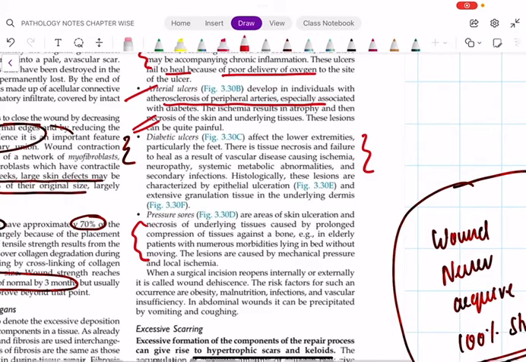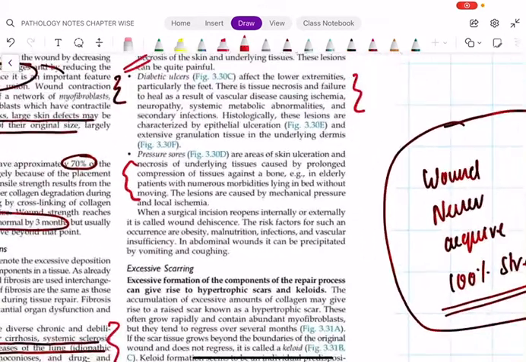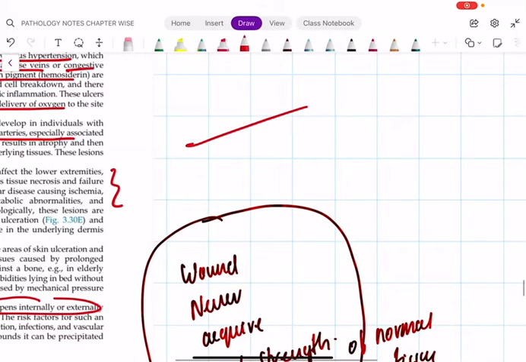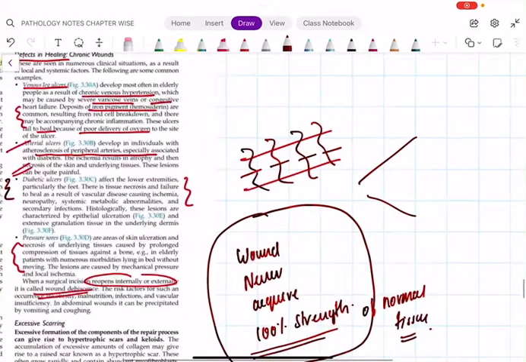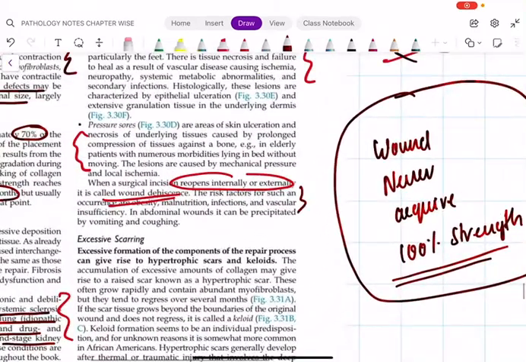Okay. And what is wound dehiscence? What do you mean by wound dehiscence? Suppose this incision, the incised wound, reopens internally or externally, we call it wound dehiscence. For example, this is a wound, I am doing suture like this. Due to some reason, these sutures undergo breakage. Again, the wound opens like this. This is called wound dehiscence. What are the factors? Vascular insufficiency, malnutrition, infections, all those things.